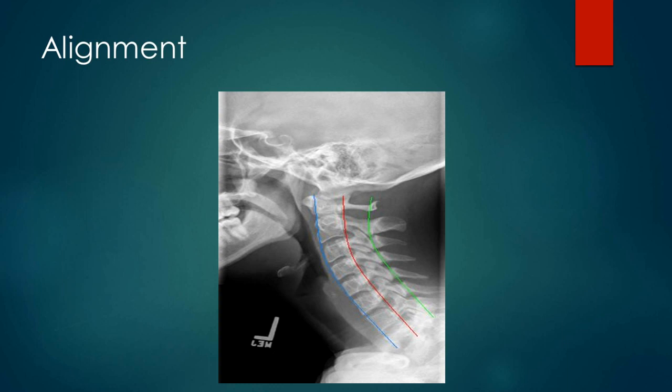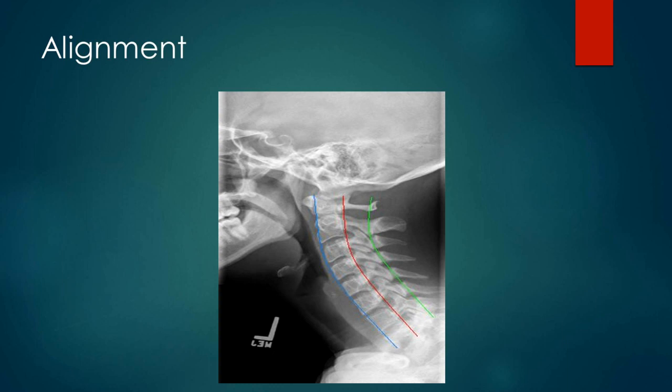Then you've got the red line here. This is the posterior vertebral line. And then you've got this green line here. That is the spinal laminar line. And they should follow this slightly lordotic curve without any what we call step off.